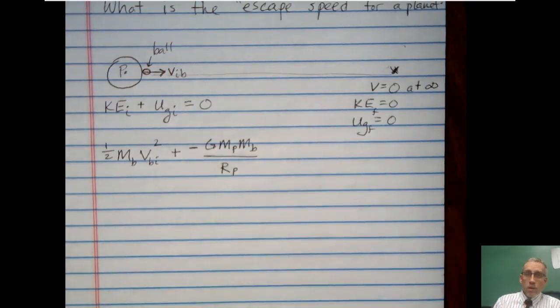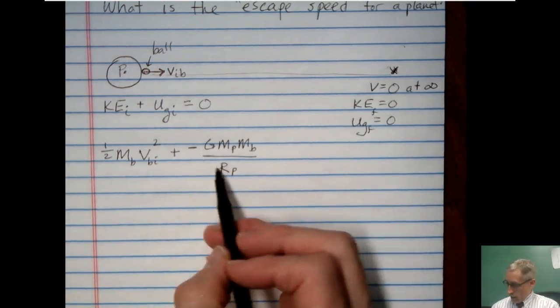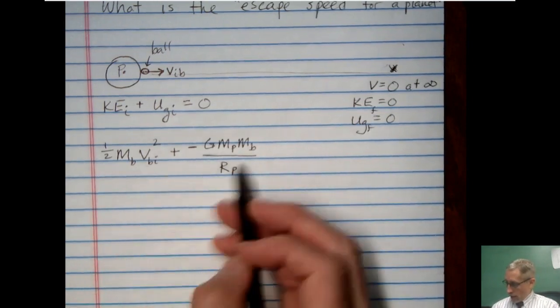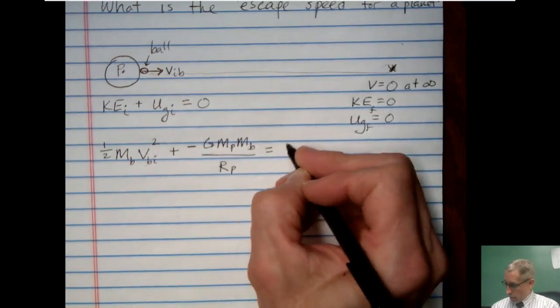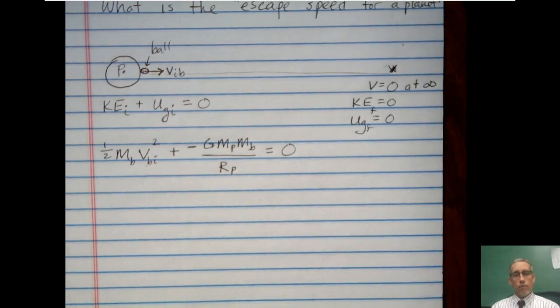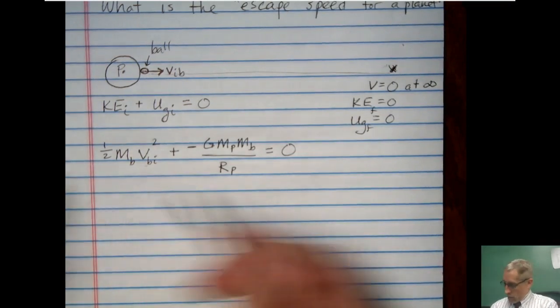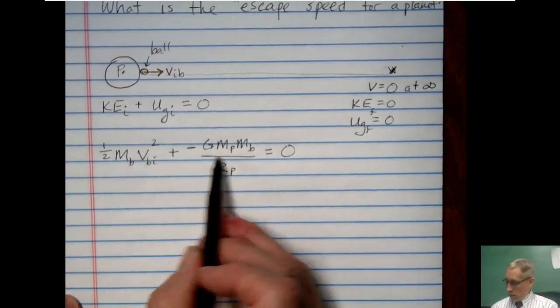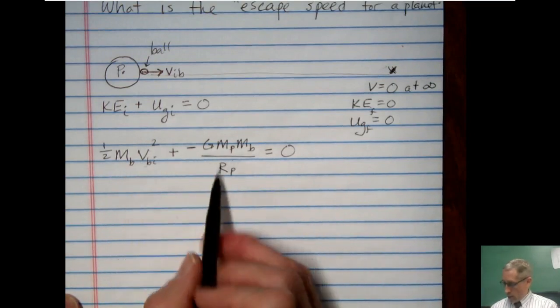Okay, remember, we don't say there's zero separation when it's on the surface. That's actually the separation equal to the radius of the planet. Okay, so here's my kinetic, here's my potential. They have to add up to be 0. All right, so how do I make these add up to be 0? Well, they must be equal and opposite to each other.